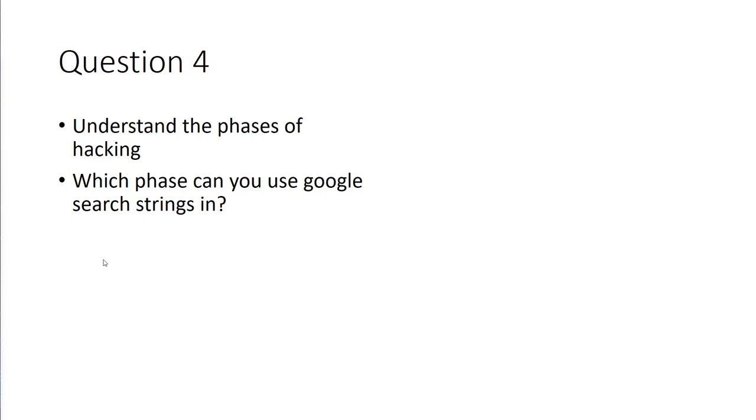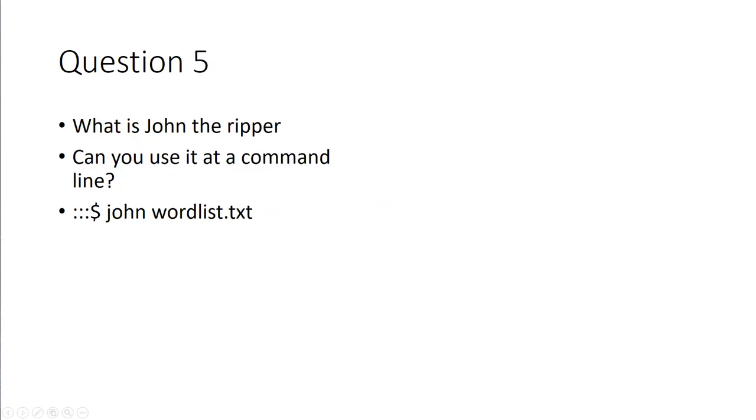Last question for this is, what is John the Ripper and how to use it at the command line? For example, John the Ripper is a password cracking tool and you can use it with a word list. For example, john wordlist.txt.